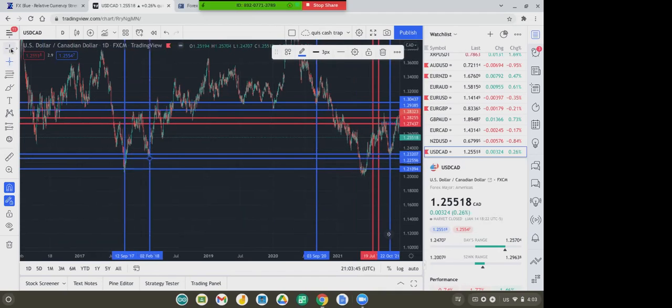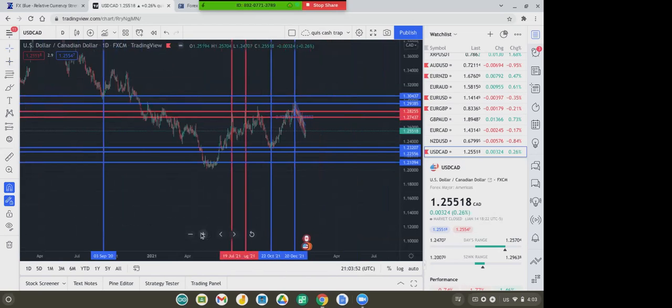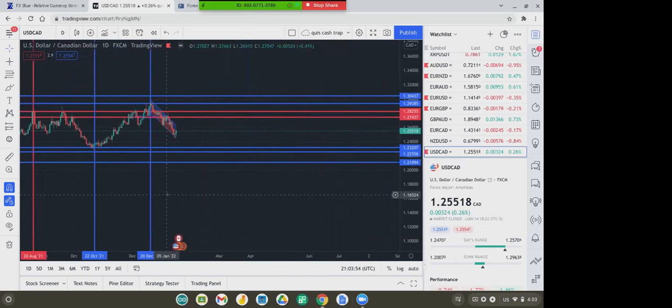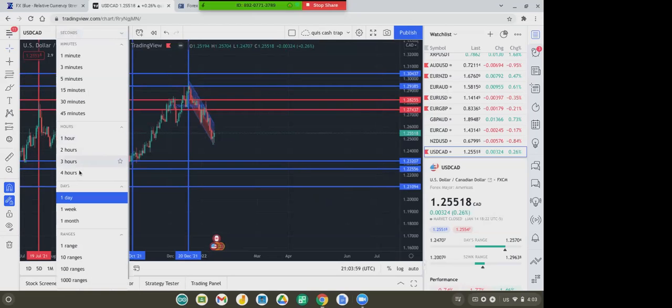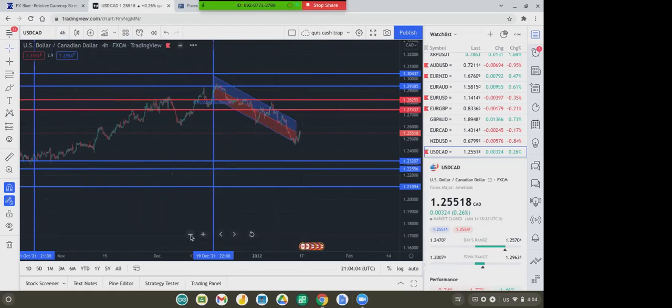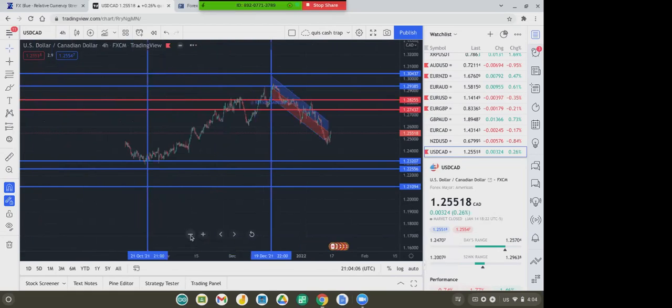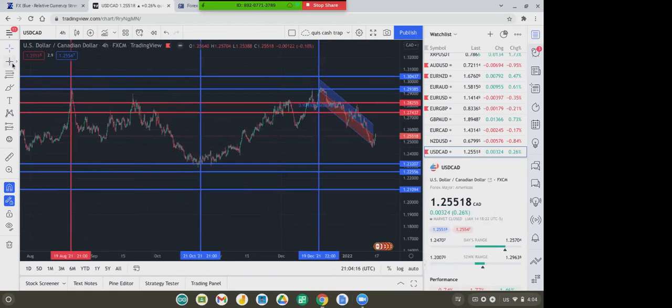All right, so I'll mark up some supports. Boom. And I will go on. These are daily zones. And I will go on the 4-hour, and do the same thing. Find my resistances, my supports.